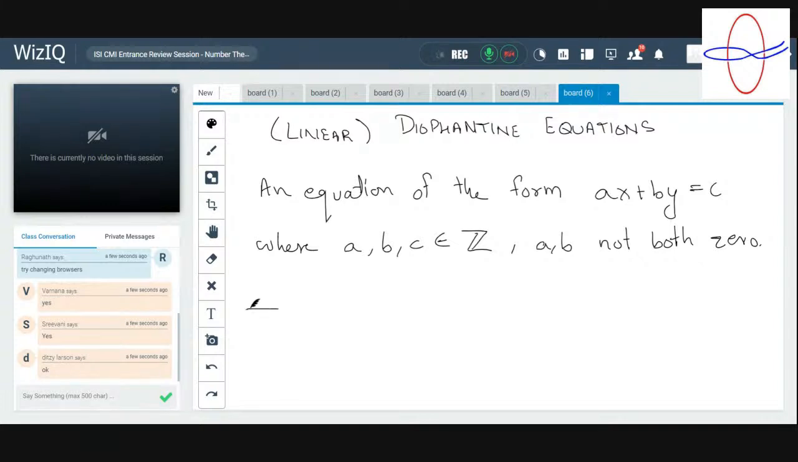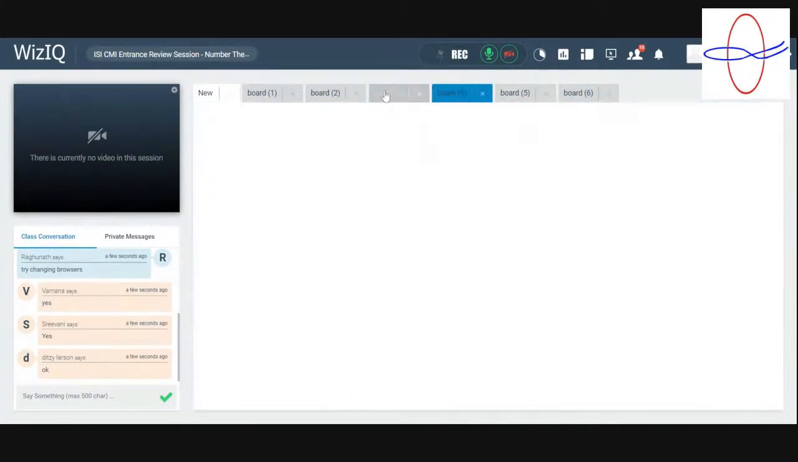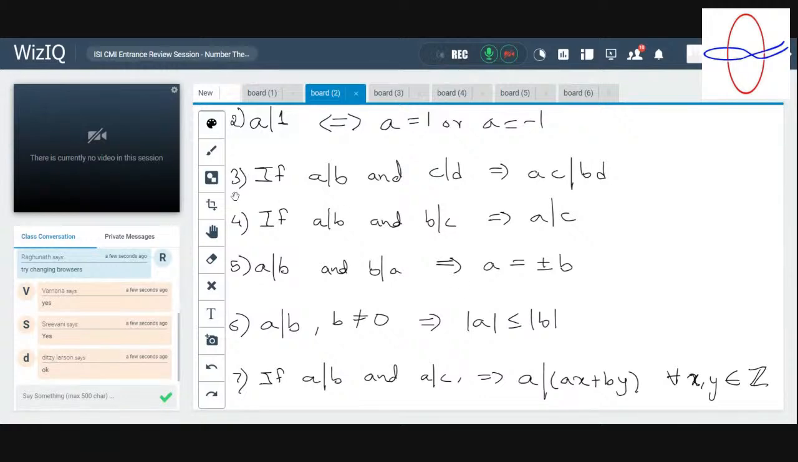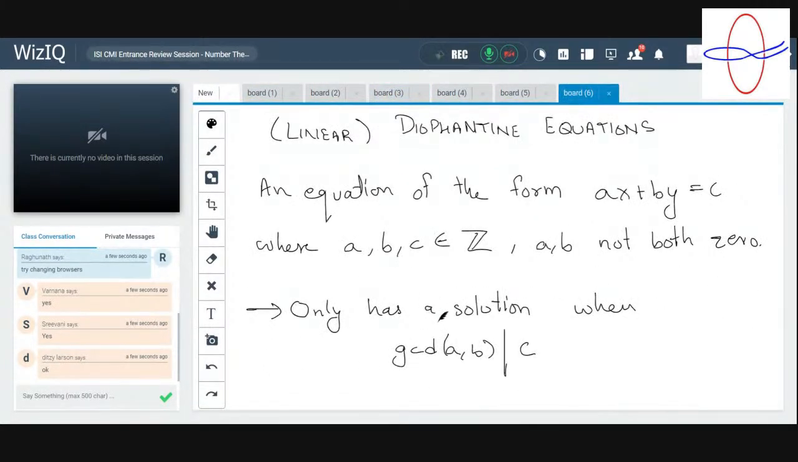If both are 0, then this is obviously absurd, unless c is also 0. But the facts you need to know about this: it will only have a solution, and by solution here, I will always mean integer solution, when the GCD of a and b divides c. Otherwise, there is no solution. And this follows immediately from our properties of the GCD, which I wrote earlier. Fine. And you would like to know how to find a solution as well.